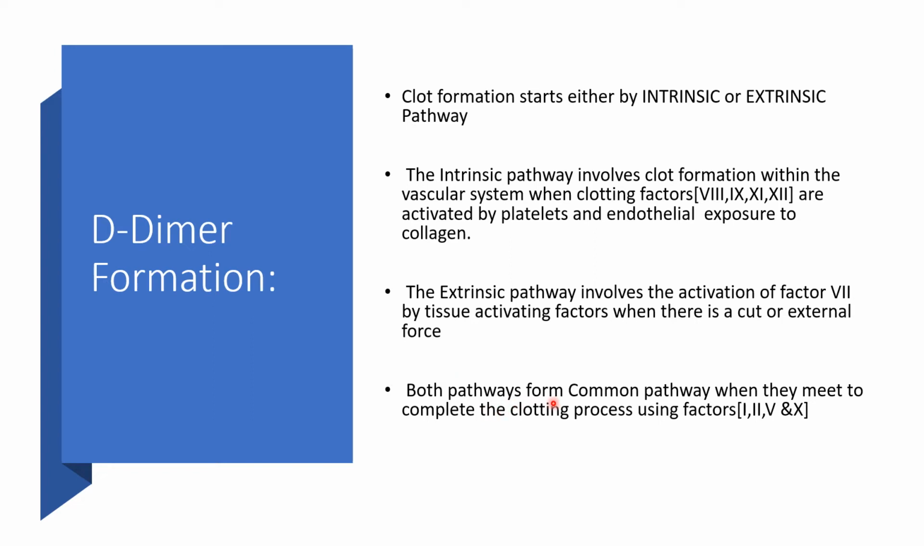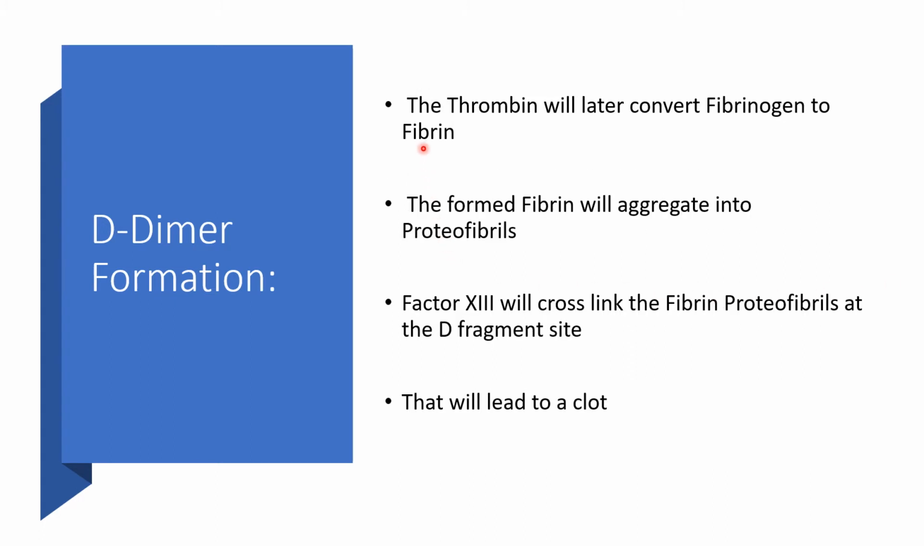Both pathways, intrinsic and extrinsic, meet to form the common pathway to complete the clotting process using factors 1, 2, 5, and 10. Then thrombin will convert fibrinogen to fibrin. The formed fibrin will aggregate into protofibrils. Factor 13 will then cross-link the fibrin protofibrils at the D fragment site. That will lead to the full clot.